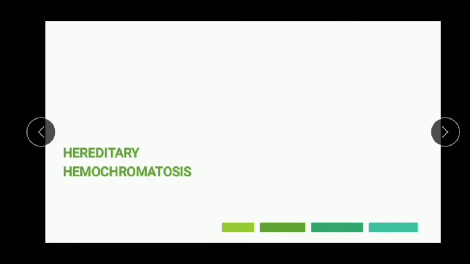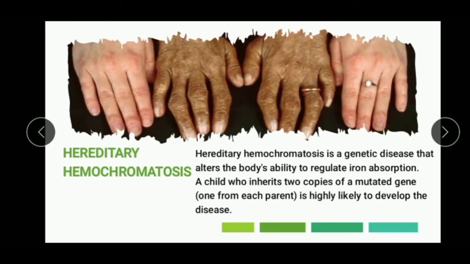Second, hereditary hemochromatosis. Hereditary hemochromatosis is a genetic disease that alters the body's ability to regulate iron absorption. A child who inherits two copies of a mutated gene, one from each parent, is highly likely to develop the disease. Sometimes, it is called iron overload.